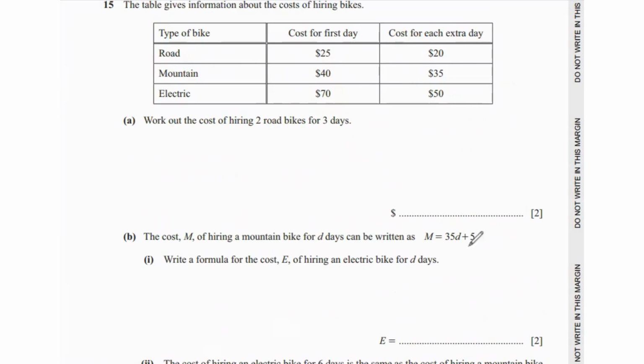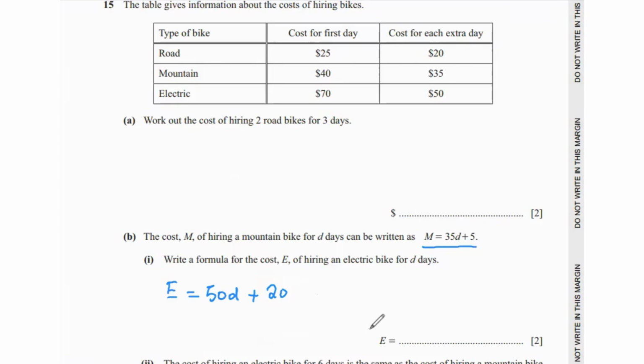So if you look at the formula for mountain bike, you can see that the cost for each extra day is multiplied by D. And then for the constant value, they're subtracting the extra day value from the first day value. So if you try to use the same concept for hiring the electric bike, E would be 50D plus 70 minus 50, which is 20. That's going to be your equation.